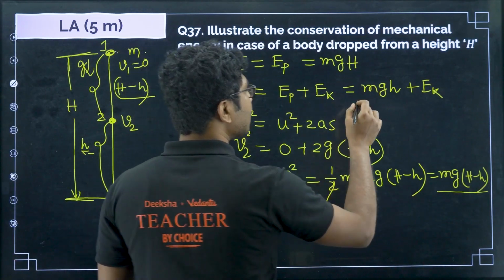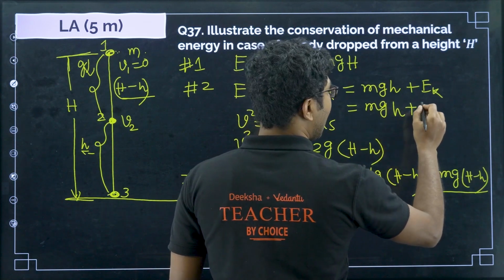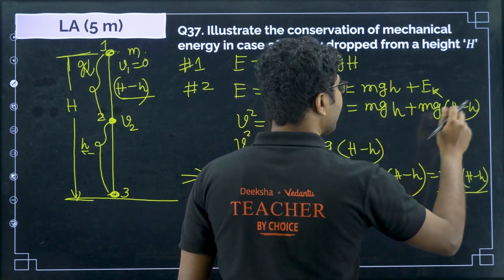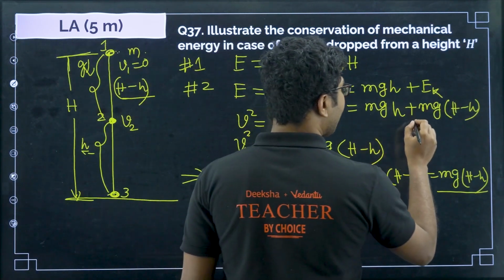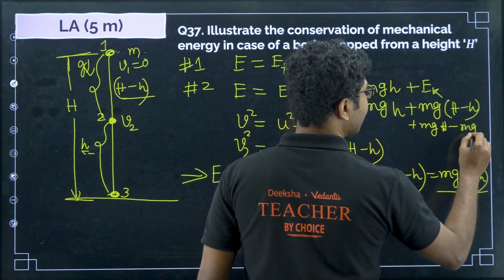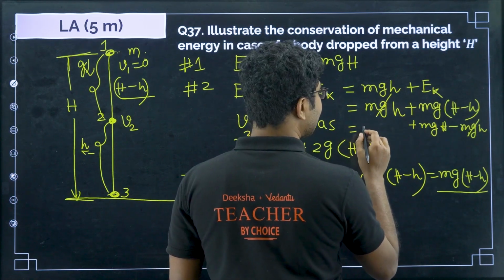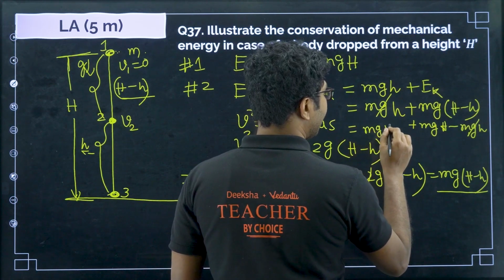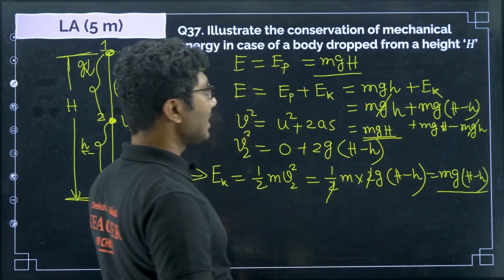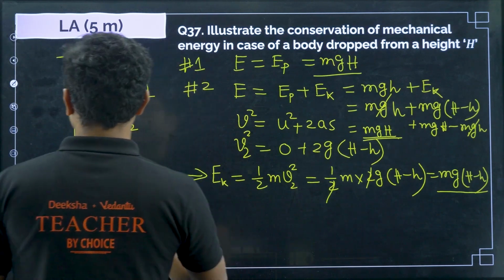So what is the total energy? Total energy is mgh plus mg(H minus h), or you can break that minus, it will become plus mgH minus mgh. So they will cancel each other. What is left? The only thing left is mgH. So this is the energy with which it started. At position 2, it has the same total energy. So the total energy of the system remains constant.